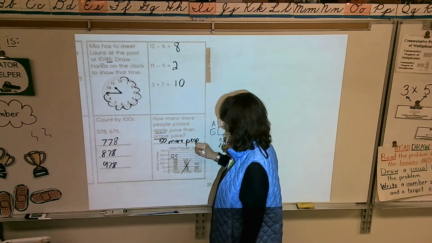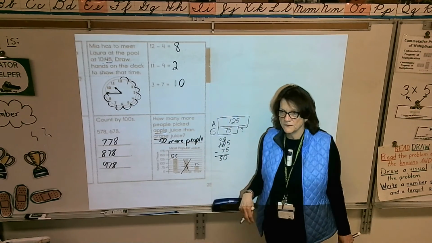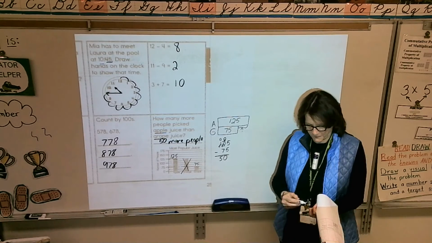Make sure you dress up your number. You don't want to just write 50. You want to write 50 more people. Even 50 people would be acceptable.